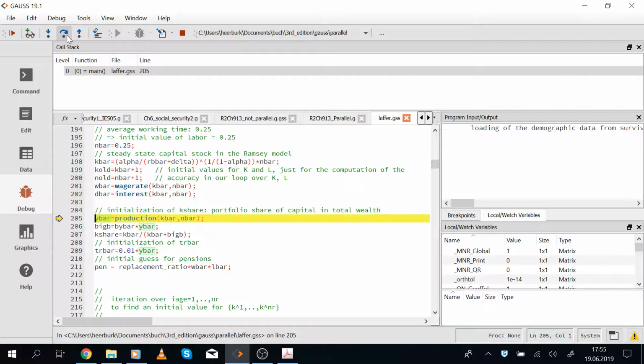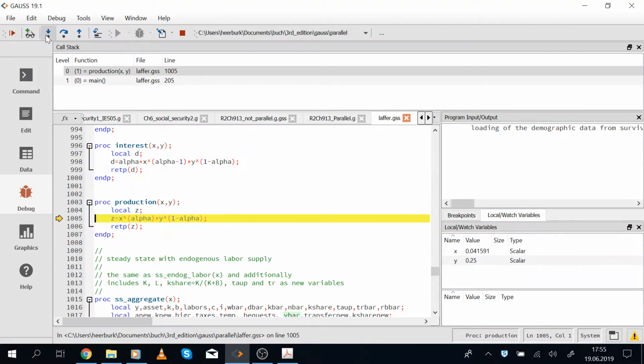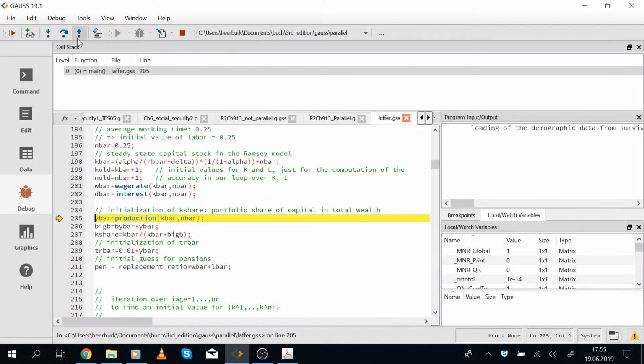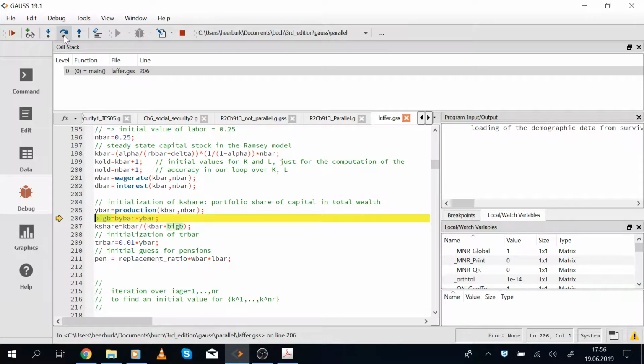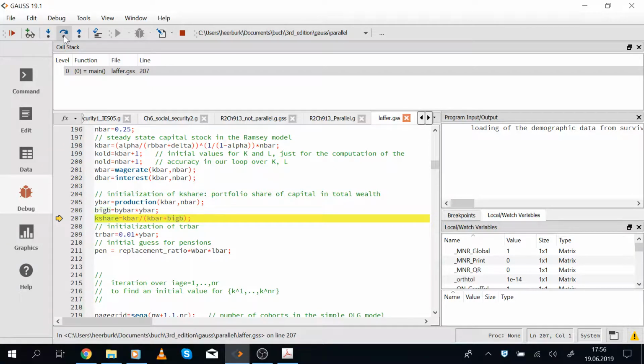Production is also computed with the help of the procedure production. So this is simply the Cobb-Douglas case that we consider here. And for our value of production, we can compute the debt level for our calibration, for our debt-output ratio, big B, and from this we can compute another endogenous variable in our model, the share of capital in total assets. And total assets are simply the sum of capital stock and debt.